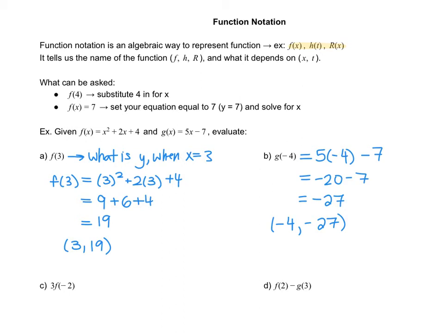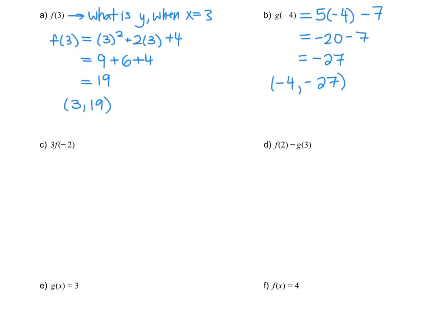Now, this coordinate connection only applies if it's f at a number or g at a number, whatever your function is. You're subbing in one x value into the function, and that's it. There's nothing surrounding it. But if you look at examples C and D, I have a coefficient outside of f at -2, or I'm subtracting f and g. So this doesn't represent a coordinate on either function anymore. This is more just an algebra skill.